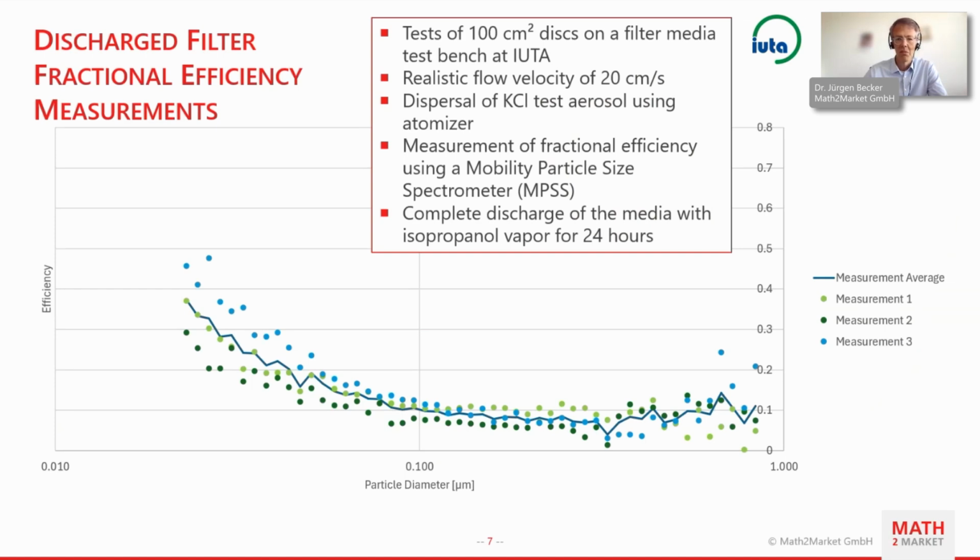Furthermore, our partner in this project, the IUTA Institute in Duisburg, has measured the filtration efficiency of this filter material. The measurement was done after a complete discharge of the media with isopropanol vapor. And as particles, potassium chloride was used, which has particle diameters below 1 micrometer, to test the efficiency at the most penetrating particle size. Measurements were done at a flow velocity of 20 centimeters per second.